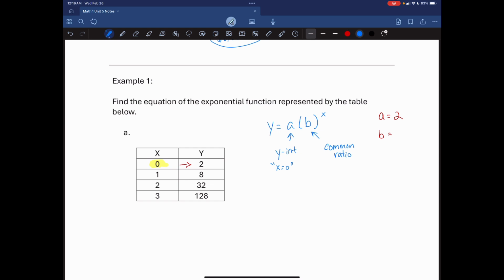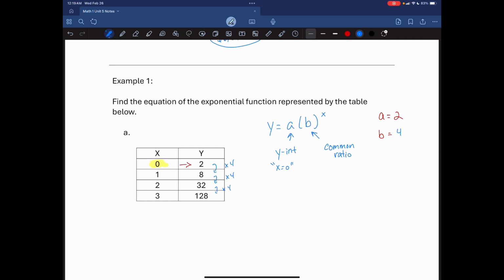So we're going to take a look at the table. We're going to figure out how much I'm multiplying at each step, right? So remember when we say our common ratio or our common difference, we're going to look at our slope, or our change in y over a change in x, right? So when I go from 2 to 8, I'm multiplying by 4. The next step, I'm again multiplying by 4. The next step, again, I'm multiplying by 4. So my common ratio is going to be 4.